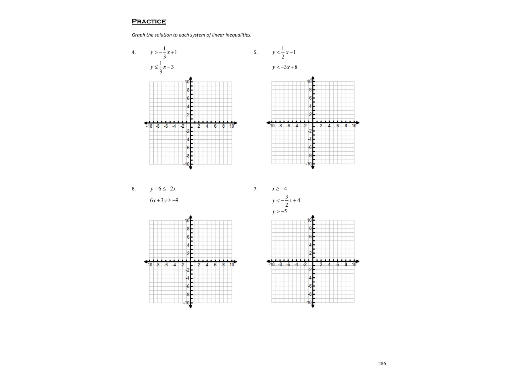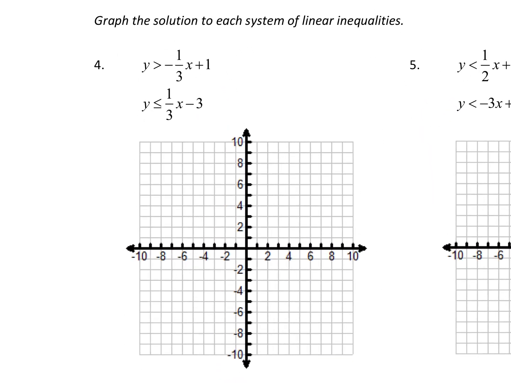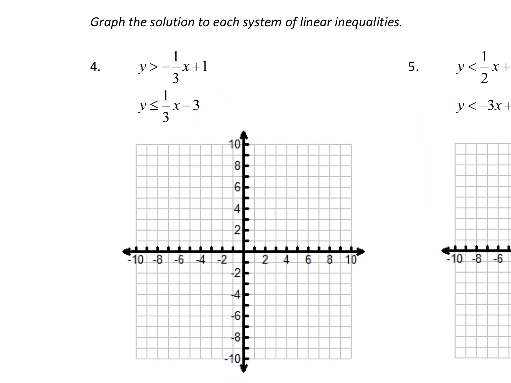I'm gonna start by doing a graph for each one of those individually there. So I've got y is greater than negative 1/3 x plus 1. Because it's greater than, I'll do it dashed. I've got a slope of negative 1/3 and a y-intercept of 1. So start at my y-intercept 1, down 1/3, up, back, make a nice long line, draw it in dashed. Okay.